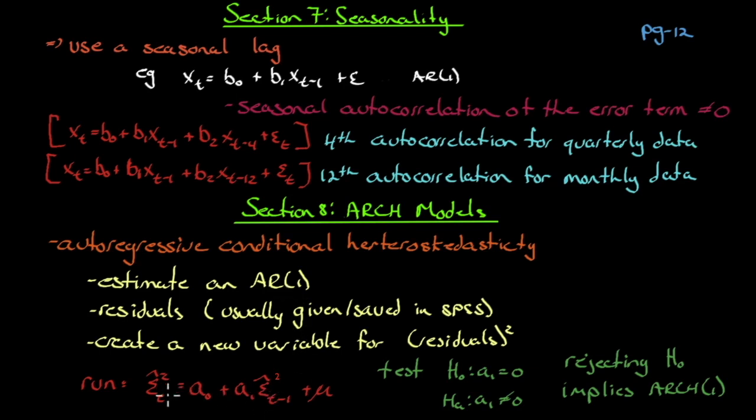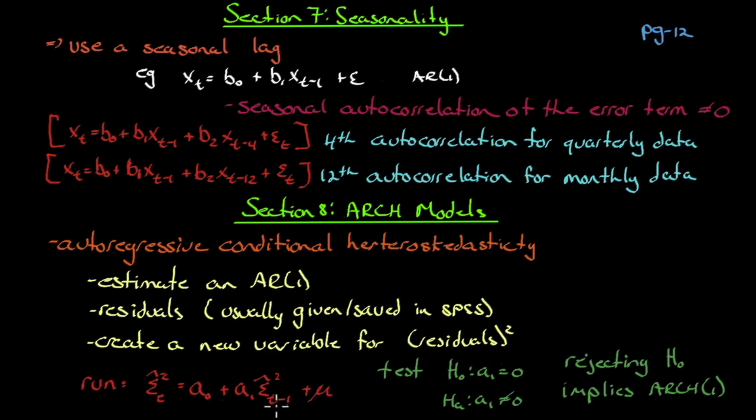So what are we doing? We're regressing the estimated squared errors, that new variable that we did, on the first lag of the error term, and we're testing. We could use B0 and B1, but rather than confuse it with everything we've done so far, we'll use A0 and A1. You're testing whether or not the coefficient here is equal to 0. If we reject H0, it implies that we have some heteroscedasticity in the error term.